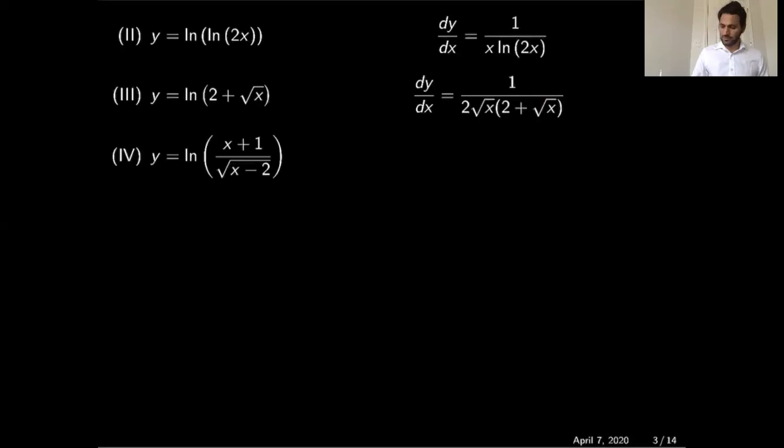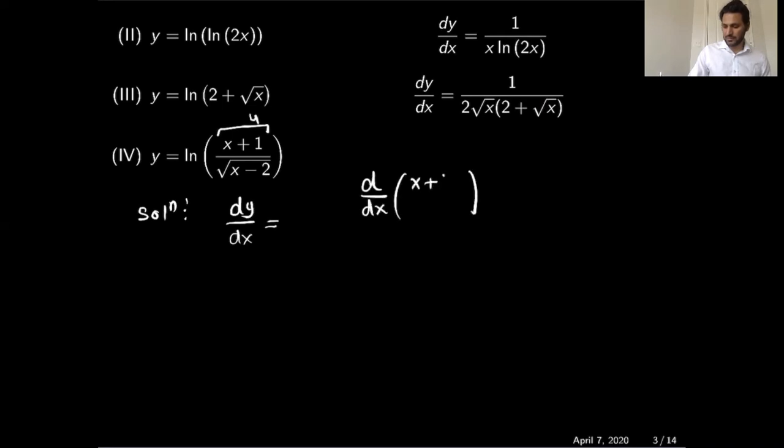I have one more problem. The derivative solution to that problem is going to be done in a similar way, the derivative of y with respect to x. Here, this is your u. So it will be d/dx of u, which is x plus 1, divided by the square root of x minus 2, divided by u. What is u? x plus 1, the whole entire thing divided by square root of x minus 2.